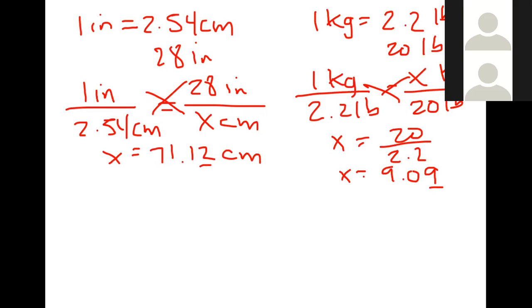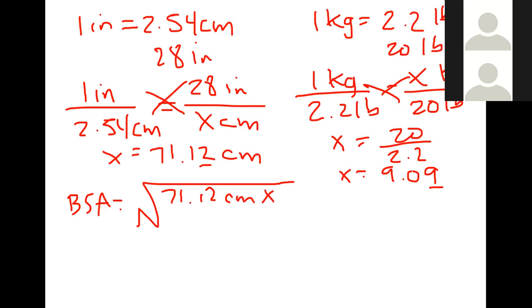So now let's use our formula. BSA is equal to the square root of 71.12 centimeters times 9.09 pounds divided by 3,600. Okay. Oops. Sorry, this is not pounds. This is kilograms.